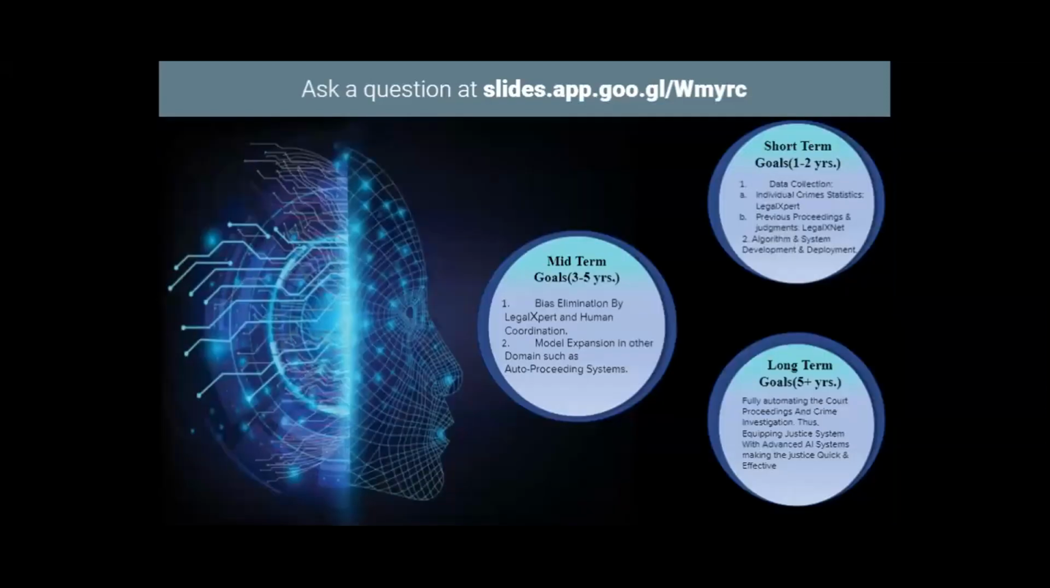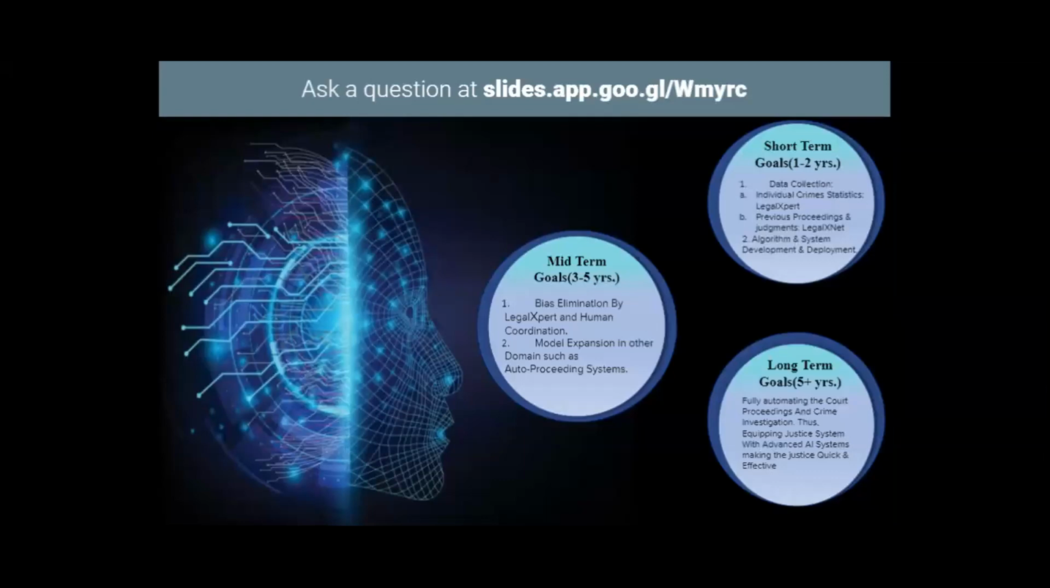These are the short-term, mid-term, and long-term goals. In the short term, we are planning to collect the data and proceedings. We are to integrate LegalXNet and LegalXDraft and all the systems. In the mid-term goal, we are trying to eliminate bias with human interaction and coordination. And then we are expanding the model with the help of auto proceeding systems.